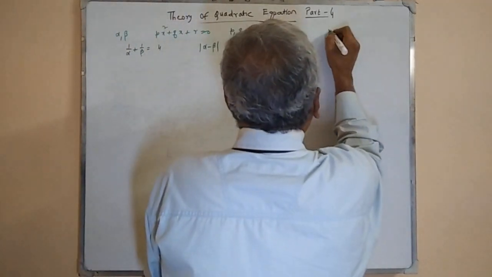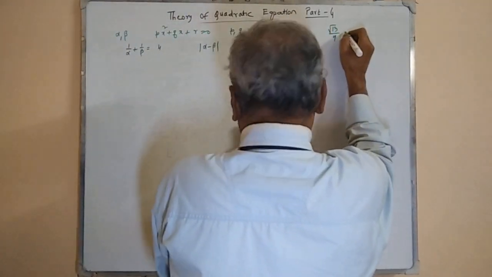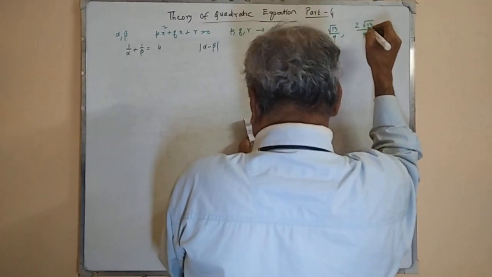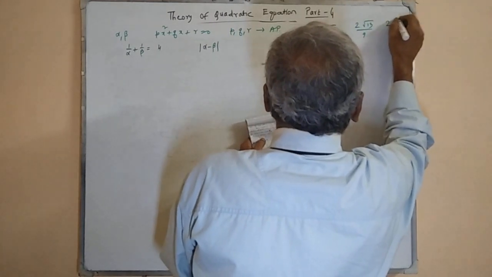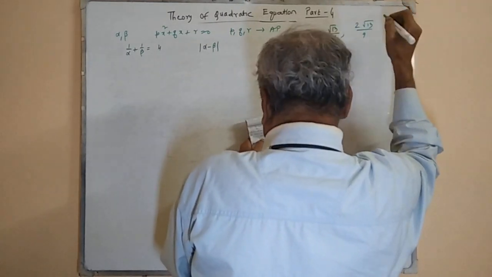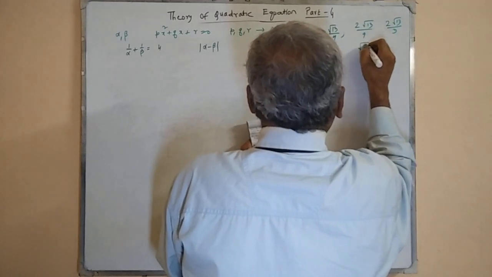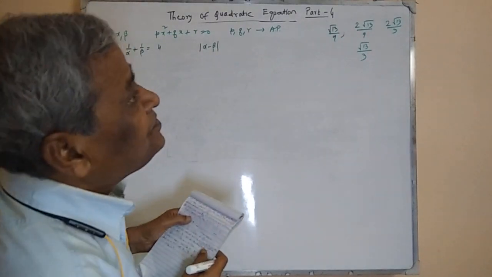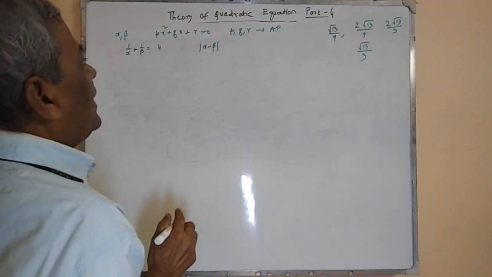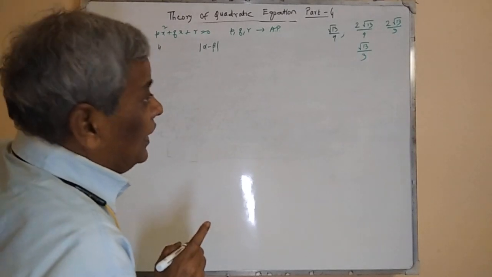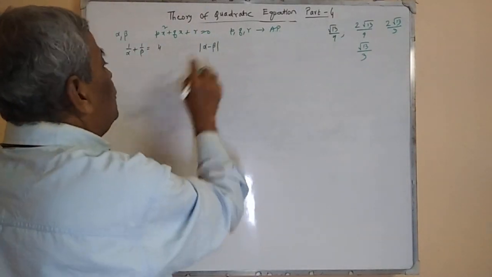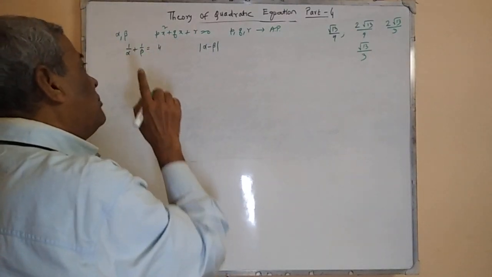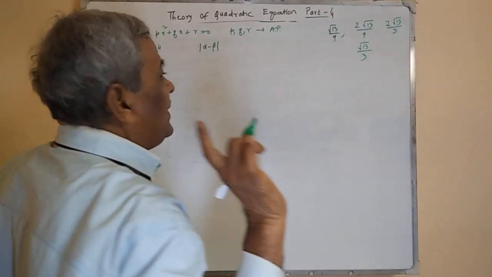Options are root 13 by 9, 2 root 13 by 9, 2 root 13 by 3 and root 13 by 3. So these are the four options. So actually we have to find out the numerical value of this. So it must be independent of alpha, beta, p, q, r, etc.